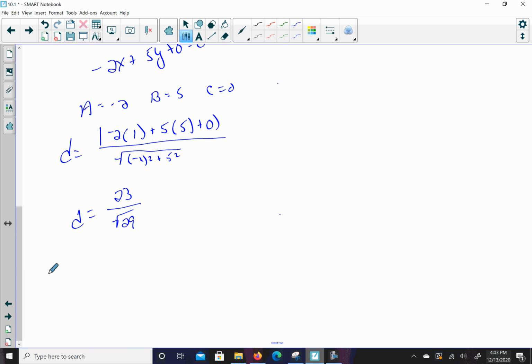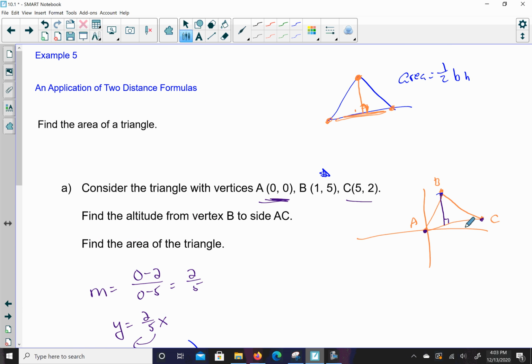So going way up here, this we just said was 23 over the square root of 29. So that's the height of my triangle. Now I'm going to take 1/2 my base. So I have to figure out the distance between A and C. The distance formula between 2 points is the difference of the x's, so 0 minus 5 squared, plus the difference of the y's, which is 0 minus 2 squared. And that's going to end up equaling 25 square root of 29.